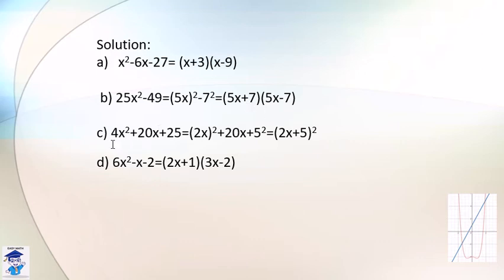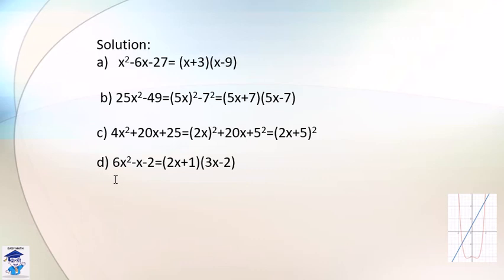Number C, 4x squared plus 20x plus 25. We know 2 squared is 4 and 5 squared is 25, and the middle term is 20x. That means 2 times 2x times 5 is 20x. So the final answer is the square of 2x plus 5.